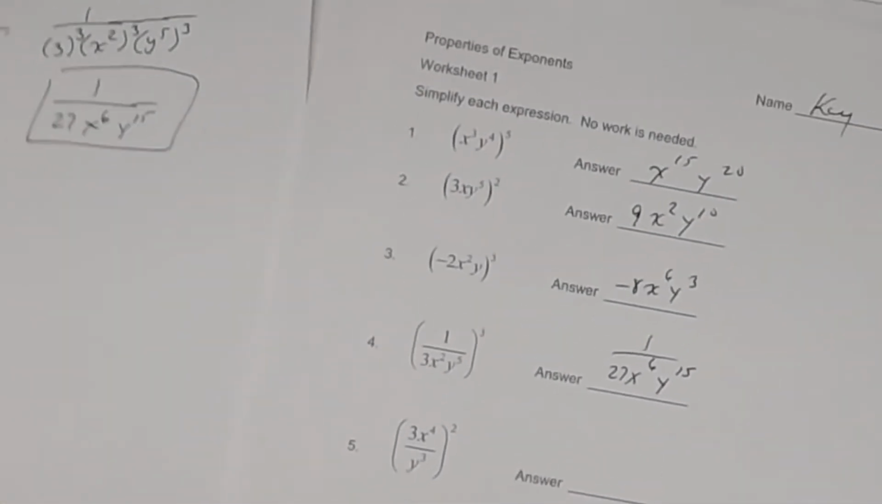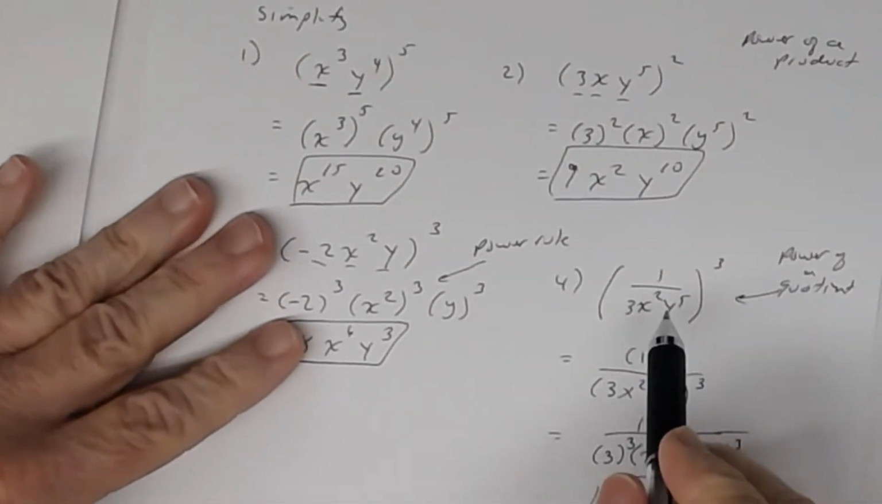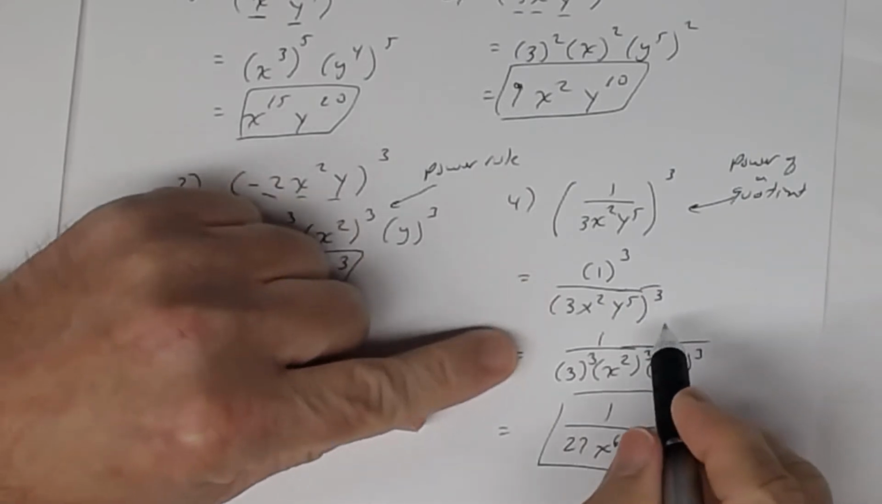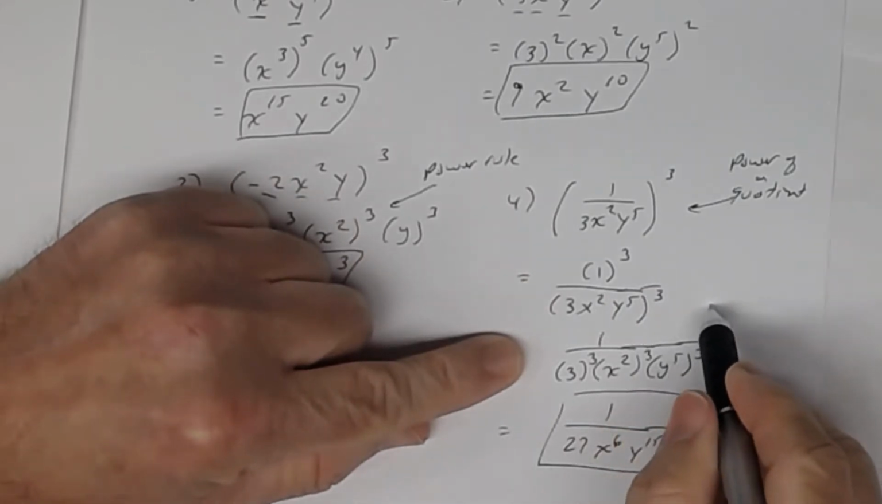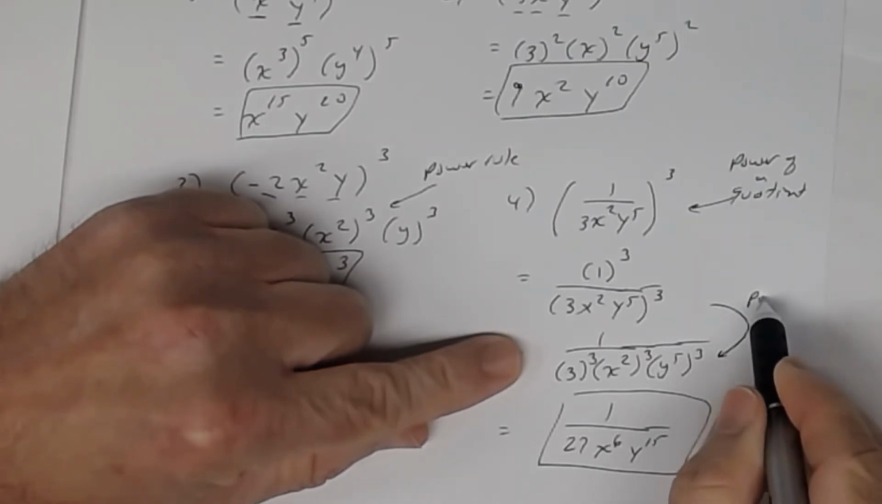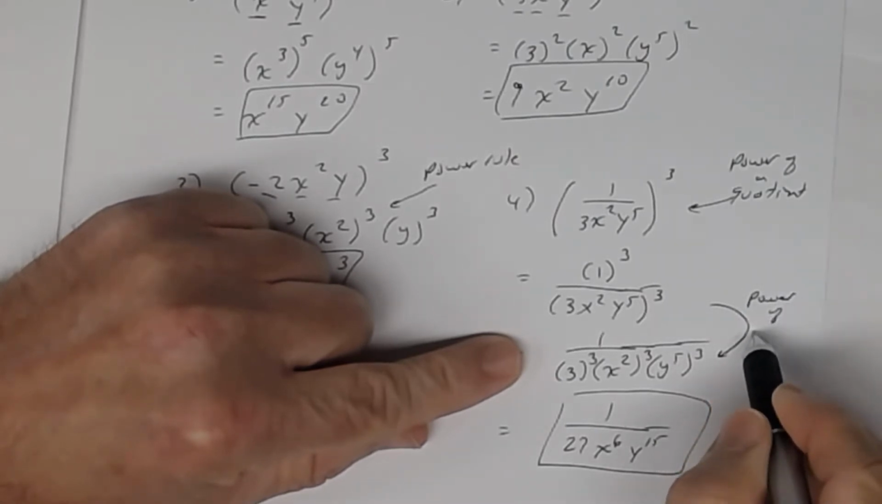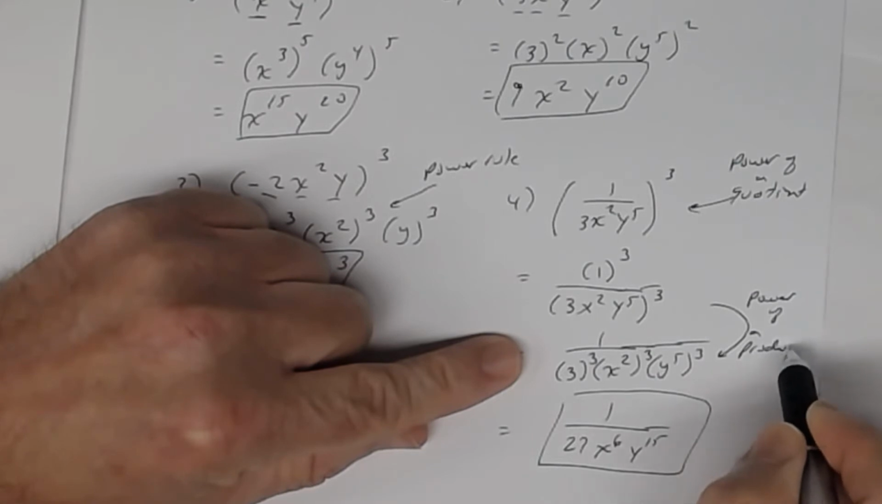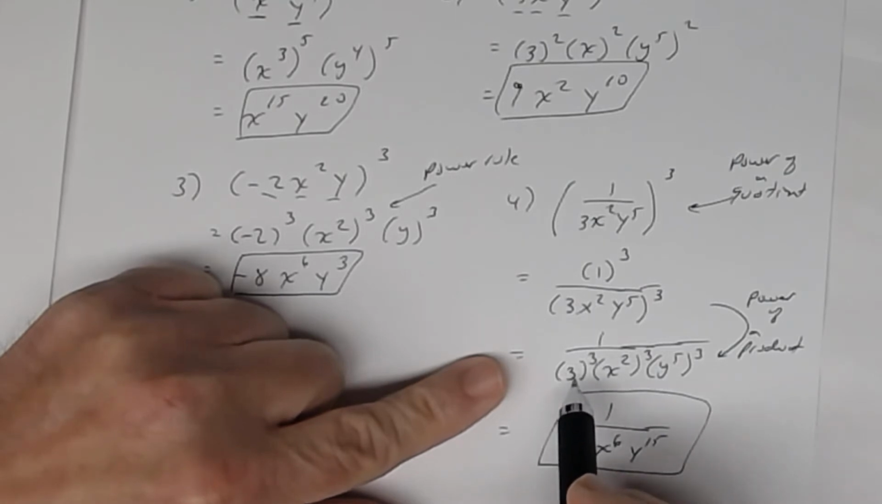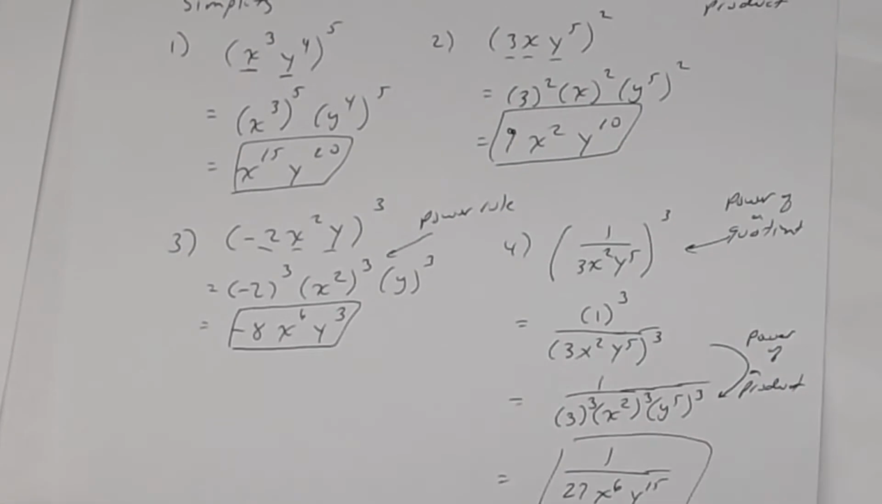Okay, so remember what we did. We used the power of a quotient here. That's how we got this. So to go from here to here, we use the power of a quotient. Then notice what we did here was we used the power of a product rule, right? And then at this point, I just used the power rule here. And then we knew that 3 cubed means 3 times 3 times 3, which is 27. Okay, so that was number 4.